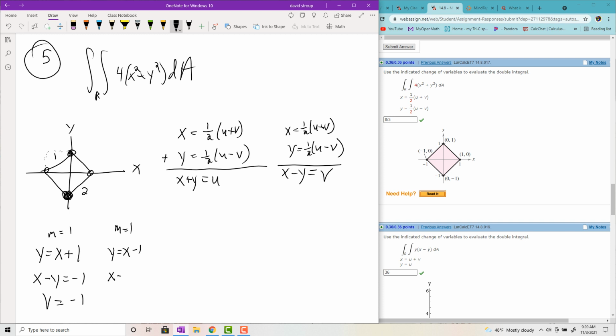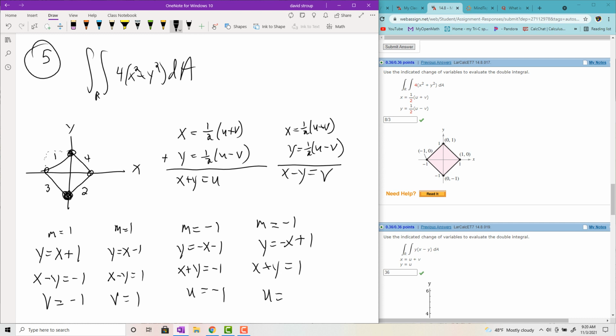Right, which you could rewrite as x minus y equals 1. In other words, v equals 1. So for the other two lines, number 3 here, the slope is clearly negative 1 and its intercept is at negative 1 as well. So in this case you get x plus y equals negative 1. In other words, u equals negative 1. And then you have line 4, which also has a slope negative 1, but then the y-intercept is going to be at plus 1. In other words, x plus y equals 1, so u equals 1.